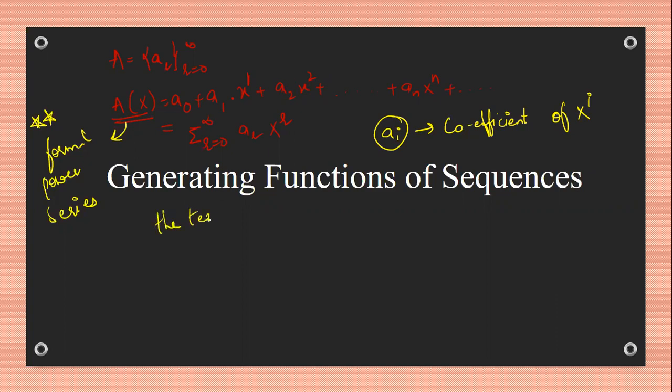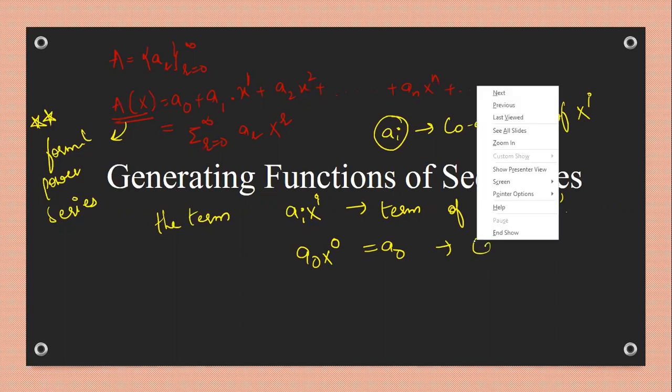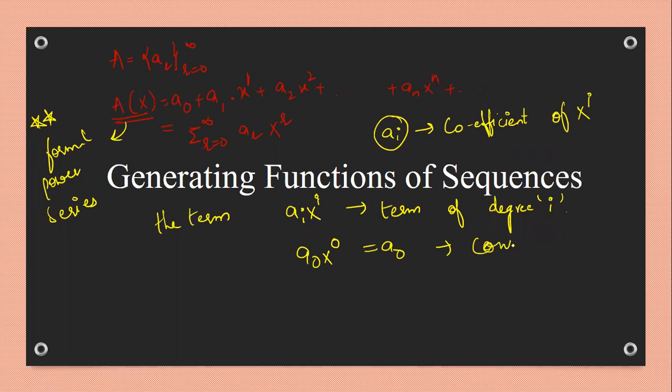Also, the term a_i x power i is the term of degree i. And the term a naught x power 0, where x power 0 is 1, is called the constant term. The first term is a constant number, it has no x attached to it.